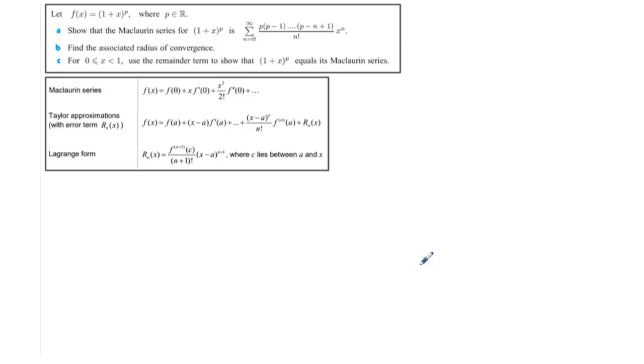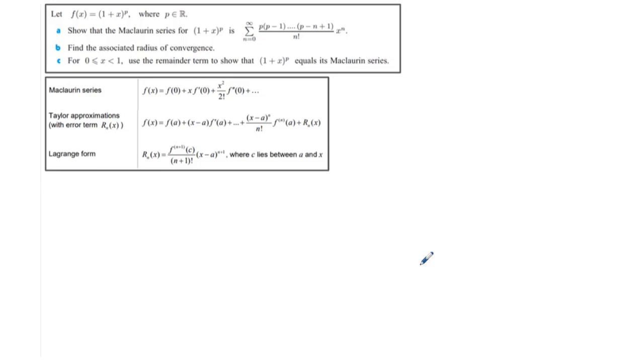That's part A. Part B, we need to find the radius of convergence, so that's usually a lot easier than finding the interval of convergence. And part C, for x between 0 and 1, including 0 but not including 1, use the remainder term, so write this Lagrange error term, to show that (1 plus x) to the p equals its Maclaurin series. So that tends to be quite difficult. It's algebraically quite demanding, but we'll see how we get on.